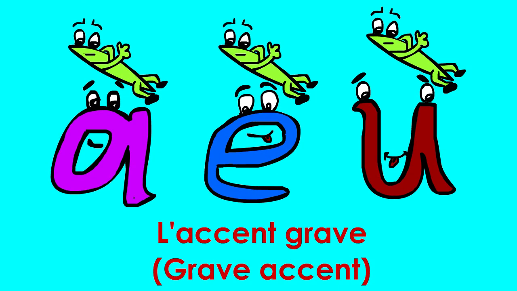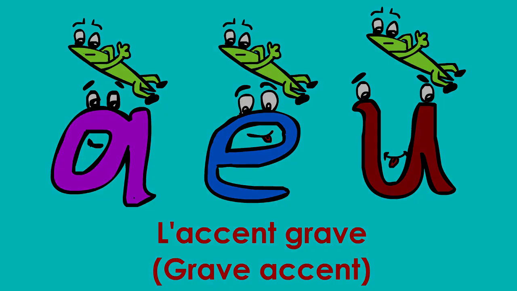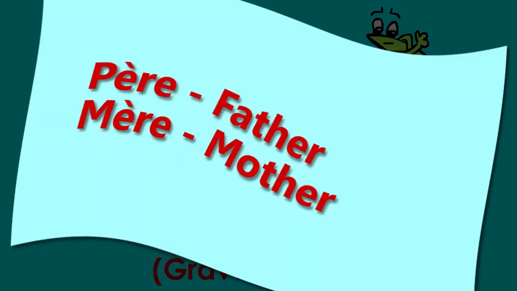The second accent is l'accent grave or grave accent. This accent is used with the vowels A, U, and E. The pronunciation change only happens to E, that is È. Examples: père and mère, which mean father and mother.